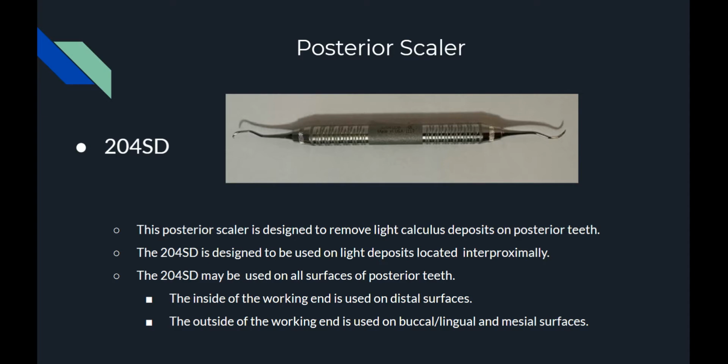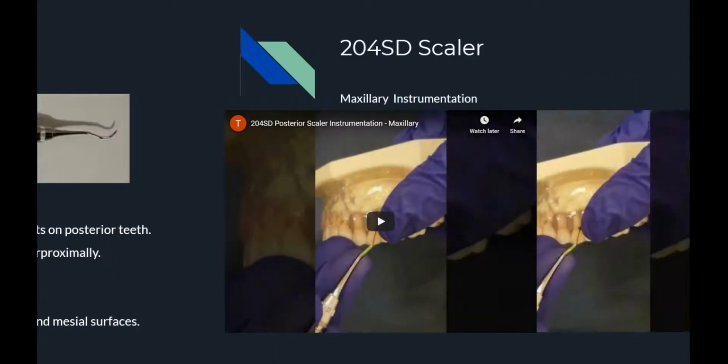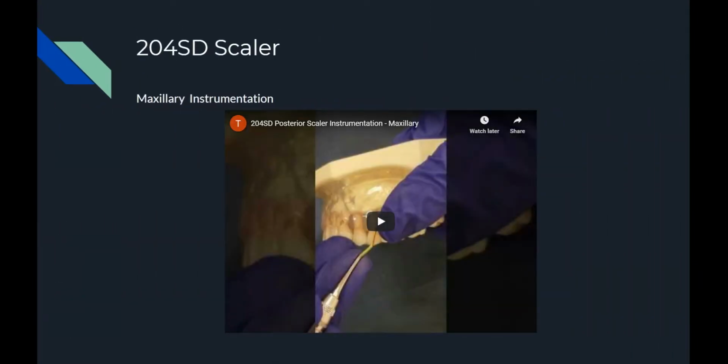The inside of the working end is used on the distal surfaces. The outside of the working end is used on the buccal, lingual, and mesial surfaces. 204 SD scaler.